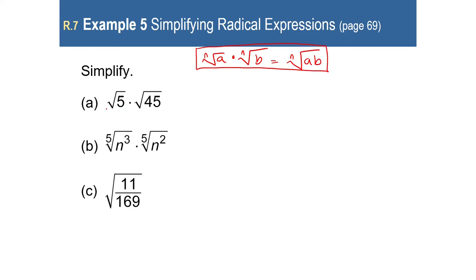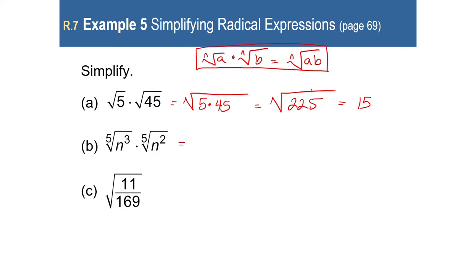For part A, we're going to do that process. This is equivalent to the square root of 5 times 45. We can multiply 5 times 45. This gives us the square root of 225. And we could use our calculators to find the square root of 225. That's equal to 15.